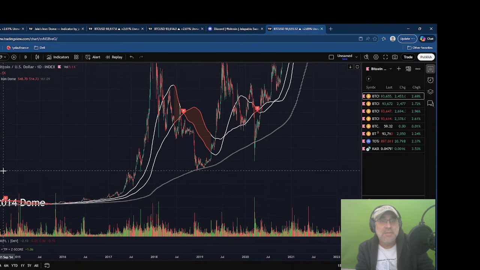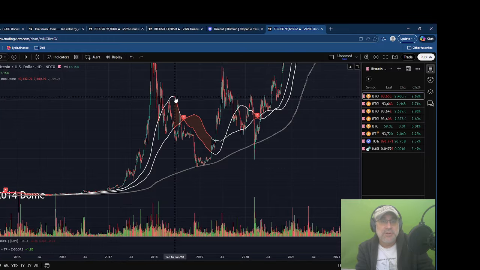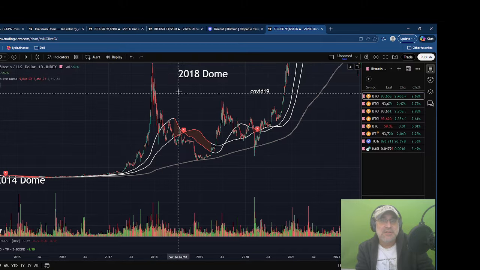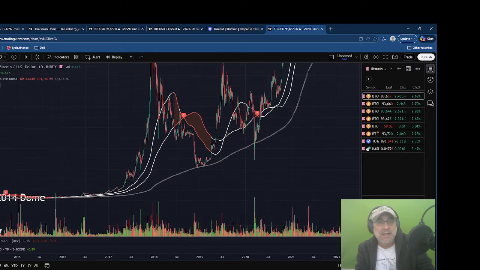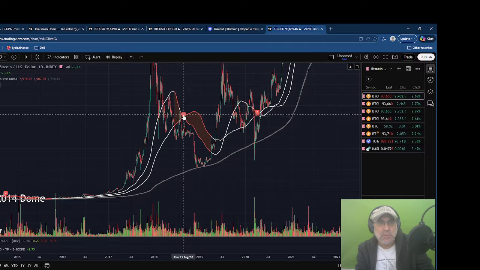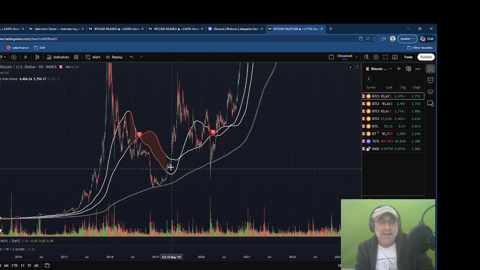That's the 2014 dome, and now here we are. Here's the next dome where the 200 crosses beneath the 400 simple moving average, and this is the 2018 dome, 4 years, right? So the 4-year cycle. We see that Bitcoin, once it crossed under the dome, wasn't able to prevail back above it until touching down at the, that's right, the 200 weekly. And this would have been the place to buy, right? This is the bottom. And then it marked up through it.